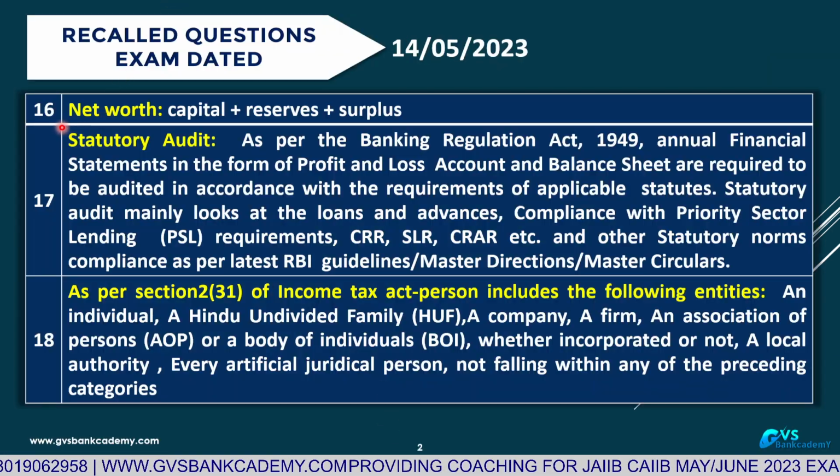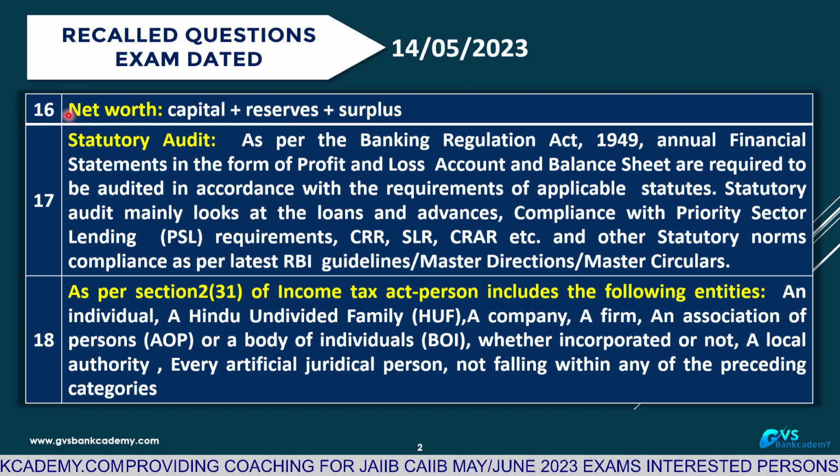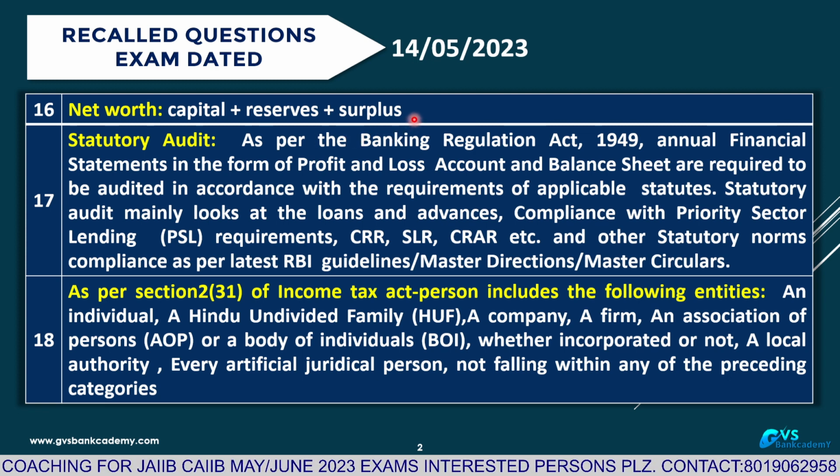Question number 16, questions up to 15 were already uploaded. Now question number 16, net worth of the company. Net worth is capital, paid up capital plus reserves plus surplus if any. And tangible net worth is equal to net worth minus intangible assets.